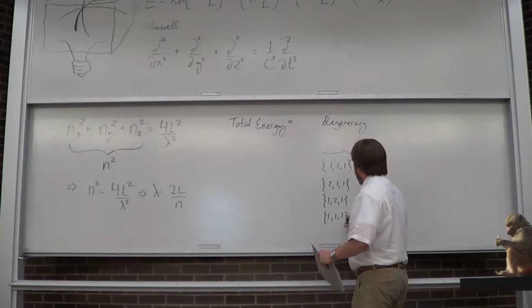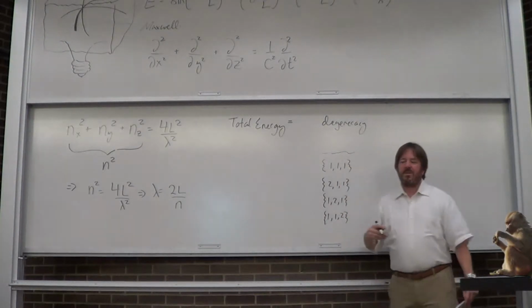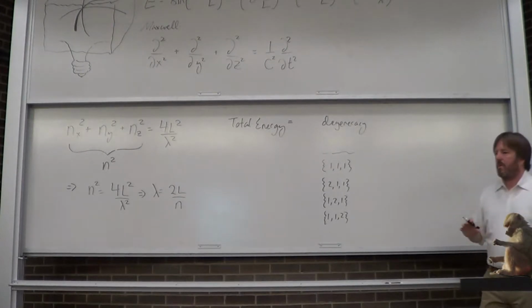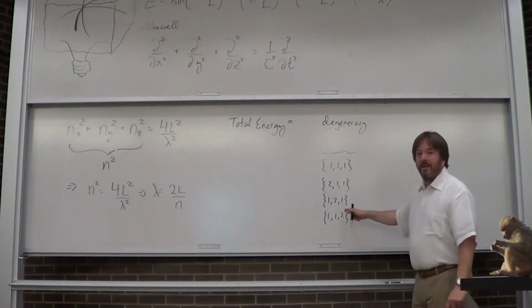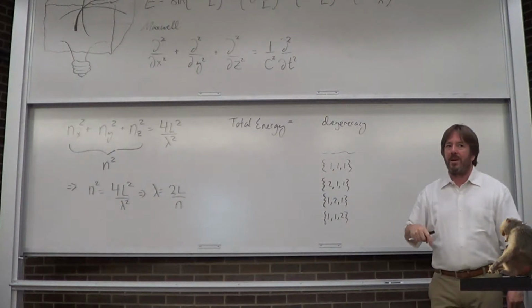How many permutations can you do? So degeneracies are permutations. I actually prefer degeneracy a little bit because they all have the same wavelength. See, that's the thing. They all have the same wavelength, and that's going to mean they're going to have the same energy.